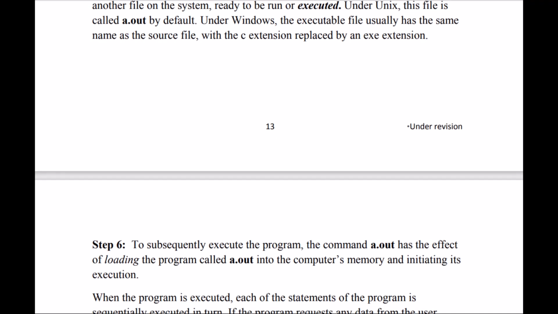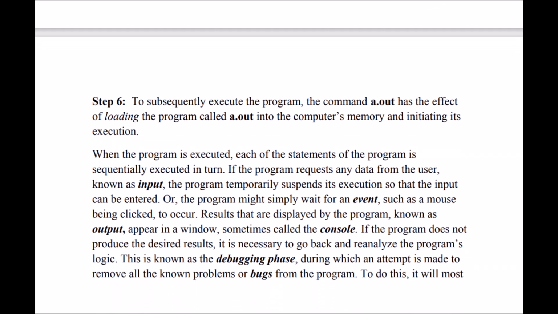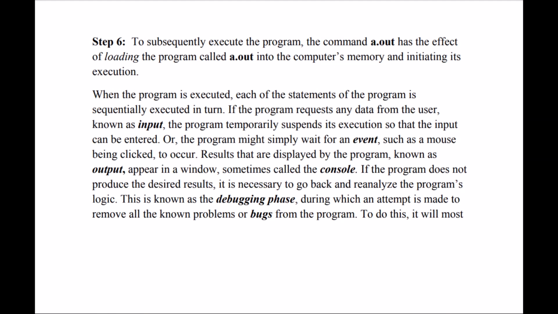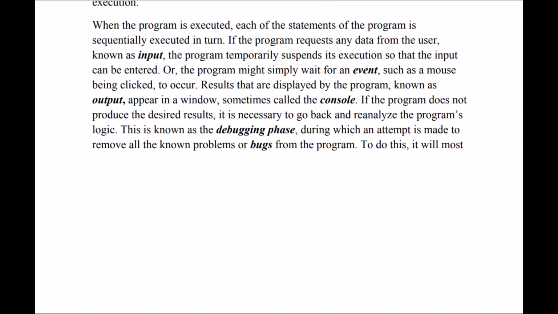Under Unix, this file is called a.out by default. Under Windows, the executable file usually has the same name as the source file, with the .c extension replaced by an .exe extension. Step 6. To subsequently execute the program, the command a.out is used. It has the effect of loading the program called a.out into the computer's memory and initiating its execution.